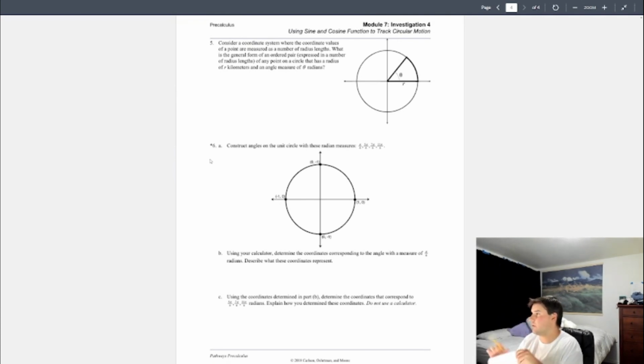Consider a coordinate system where the coordinate values of a point are measured in the number of radius lengths. What is the general form of an ordered pair expressed in number of radius lengths of any point on a circle that has a radius of r kilometers? And okay, so it's just asking me to... I wonder if it wants it all in one, or if I can have 2. It says general. Let's write it out as 2, and then we can consolidate it.